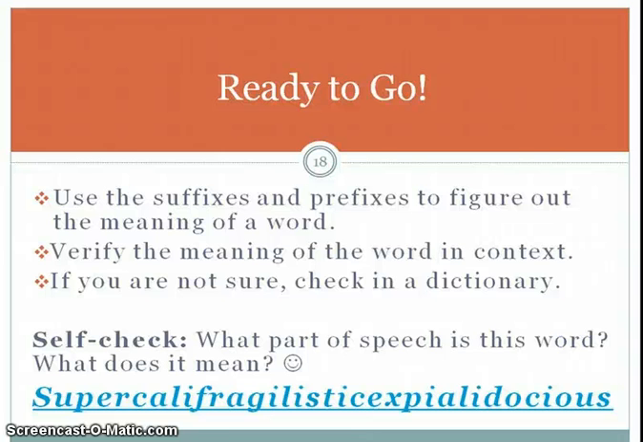So, you ready for the challenge? If we look at this word, supercalifragilisticexpialidocious, any idea what part of speech this is? Any idea what it means? If you're not sure and if you can't figure it out, just click here and all will be revealed.